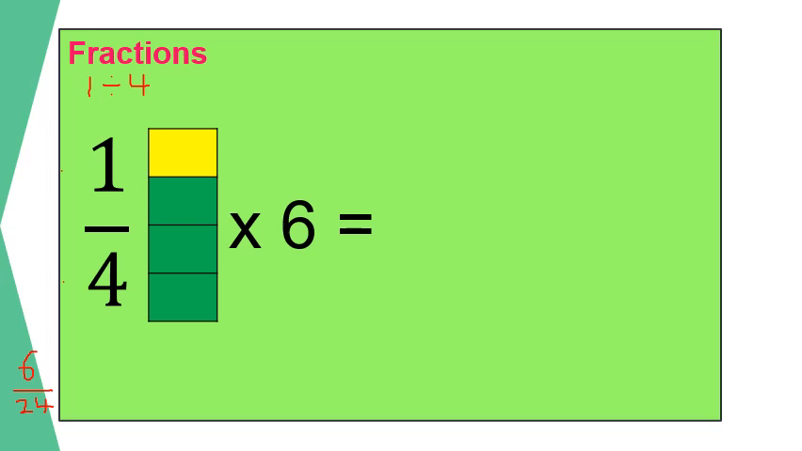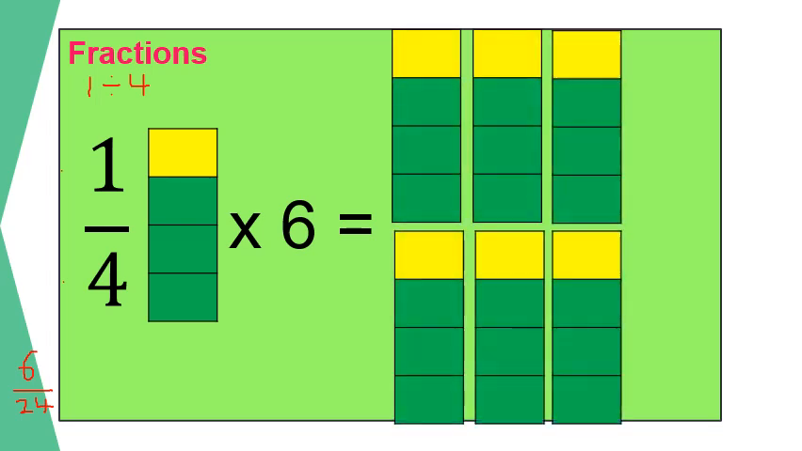So let's say I've got 1/4 here, and I want to multiply it by 6, so I want to have 6 1/4. It would look like this. I'd have my 6 bars, and I'd have each of them with 1 shaded in. Now I can simplify that into a mixed numeral, but if I kept it as an improper fraction, it would look like this. It would be 6/4, and that's exactly what I have here.